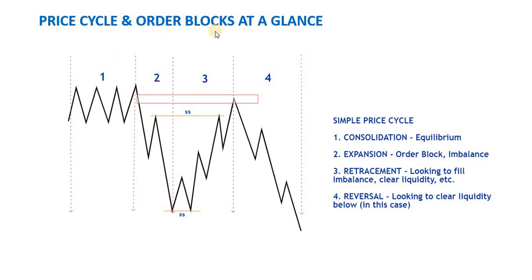Price cycle and order blocks at a glance. I'll just be very quick with this. The simple price cycle we're going to be looking at is consolidation, which means that the price is in equilibrium between the buyers and the sellers. Then after consolidation, what we normally hope to see is expansion, and during that expansion we can try to locate any order block, imbalance, and so on and so forth.